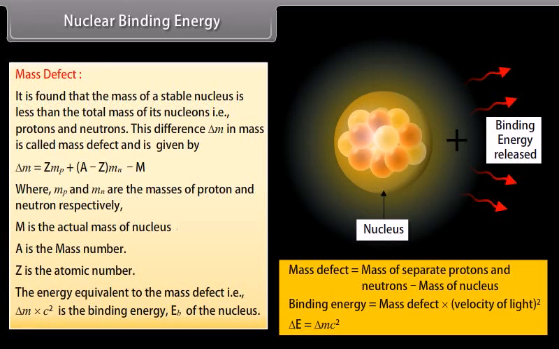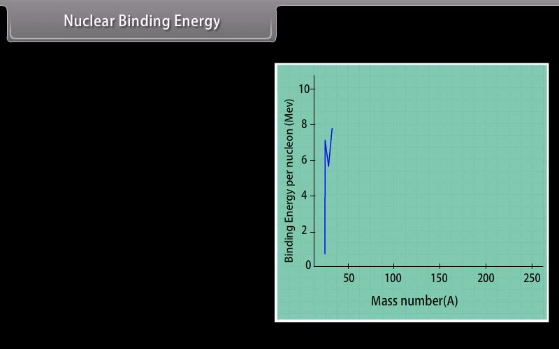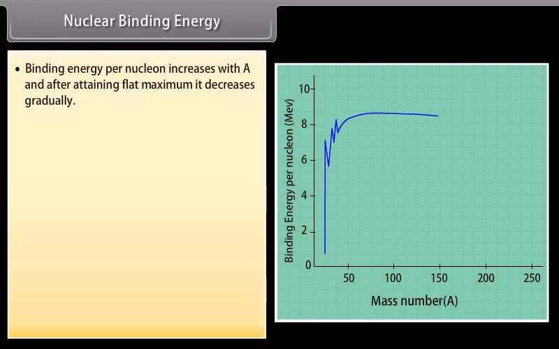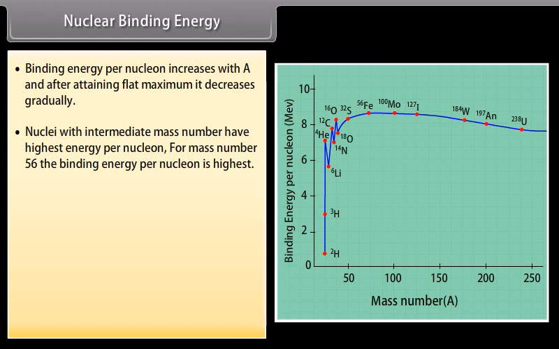The energy equivalent to the mass defect, that is Δm c², is the binding energy, EB, of the nucleus. From the graph, we note that binding energy per nucleon increases with A, and after attaining a flat maximum, it decreases gradually. Nuclei with intermediate mass number have the highest energy per nucleon. For mass number 56, the binding energy per nucleon is highest.